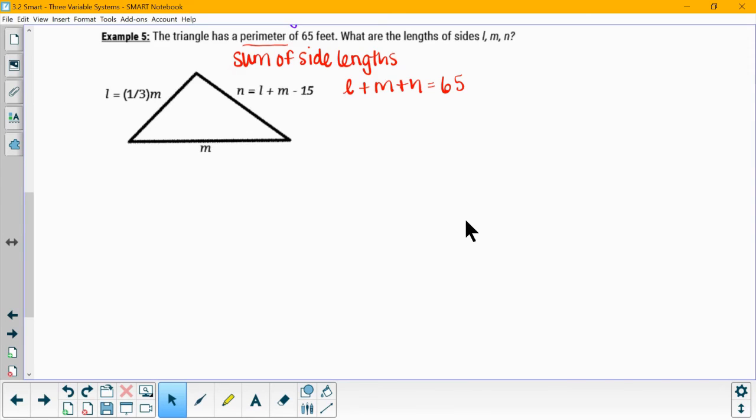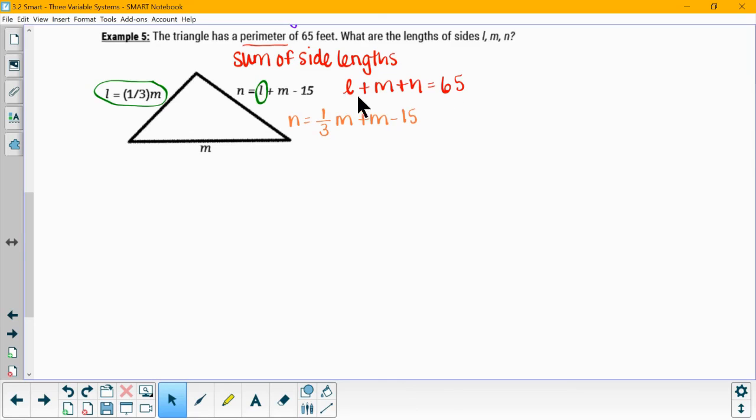So now we have to do a little bit of solving. So I notice that I can get all of my side lengths to be in terms of M. I already have L is equal to 1/3 M. And I can take this and replace it into side N. So I'm going to rewrite this so that it's N equals 1/3 M, because I'm just plugging this in for L, plus M minus 15. Now all of my side lengths are in terms of one variable.